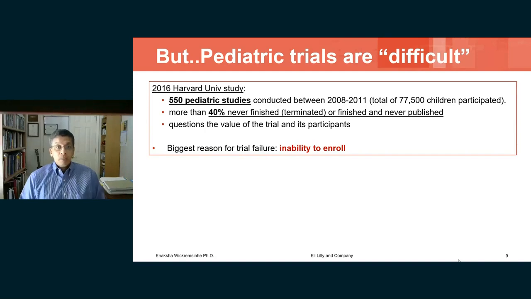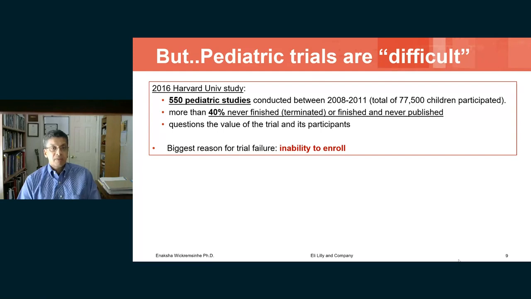So why are we talking about pediatric trials? Because pediatric trials are very difficult to conduct and enroll. In 2016, there was a study done by Harvard University where they looked at 550 pediatric studies that were conducted between 2008 and 2011, and this included 77,500 children. But the fact is that 40% of these studies never finished. They were terminated or they were finished and never published. So this questions the value of conducting these pediatric studies.